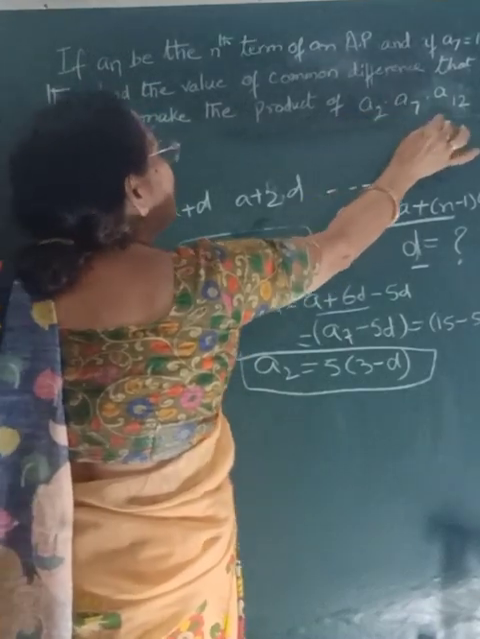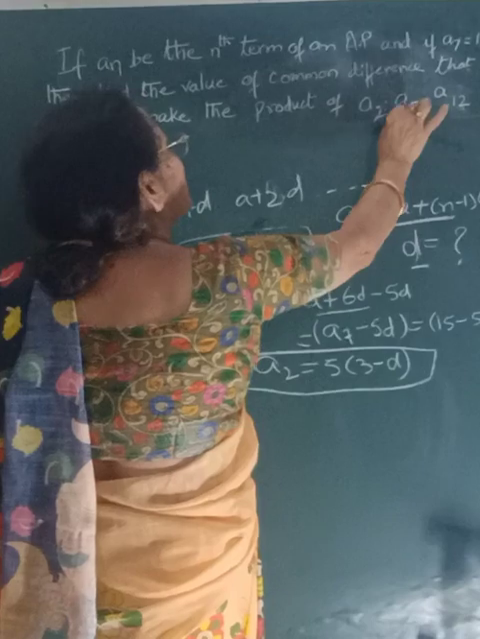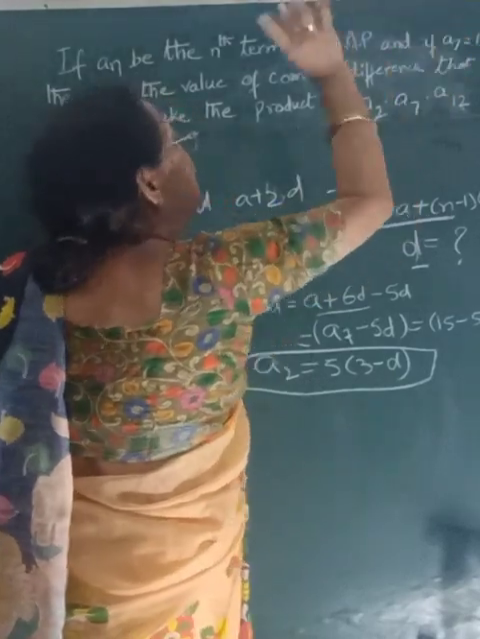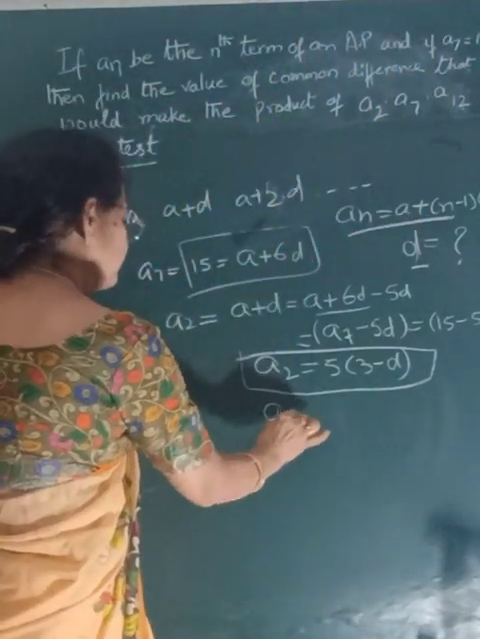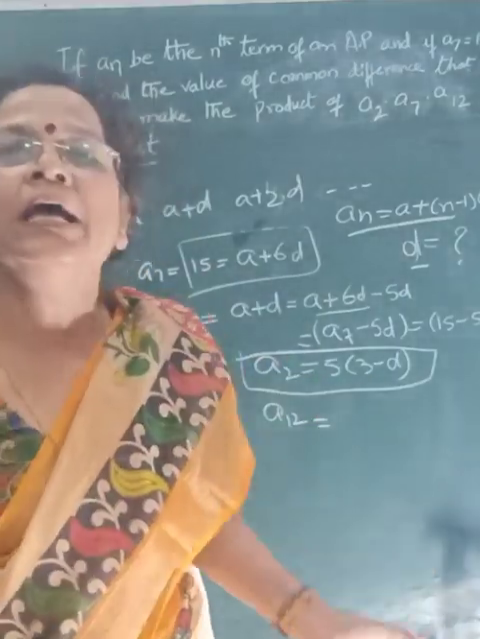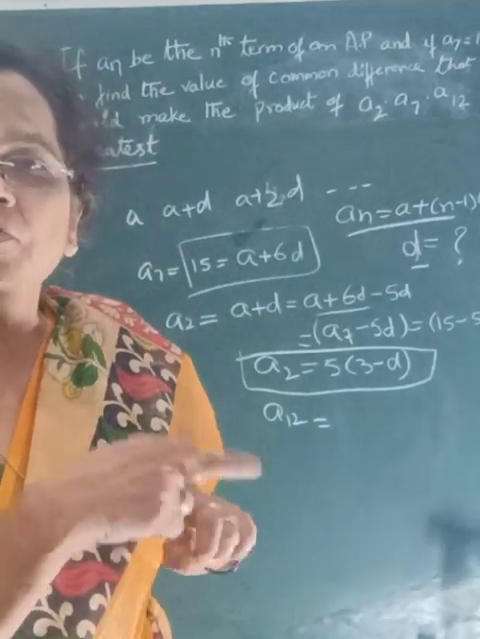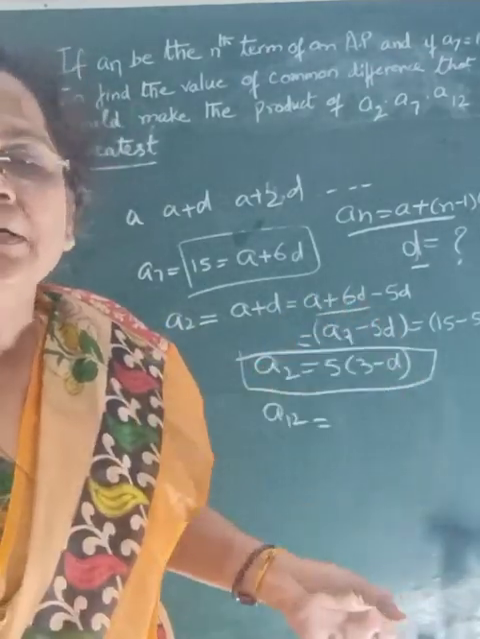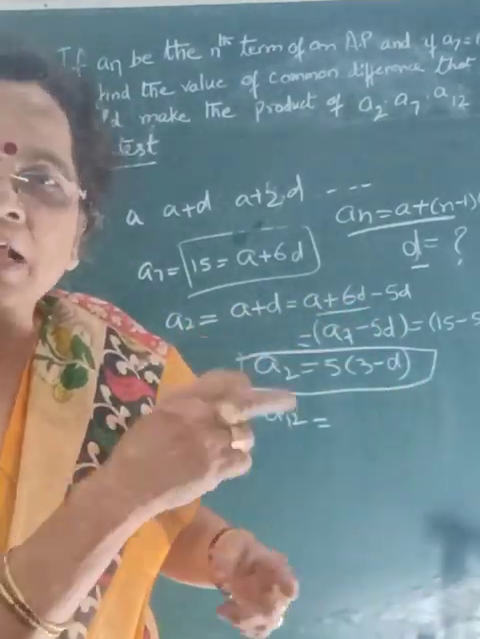A7 itself is given to us, क्योंकि हम दोनों चीजें A7 की वैल्यू दी, इसलिए A2 को भी A7 के रूप में कन्वर्ट करेंगे और A12 को भी A7 के रूप में कन्वर्ट करेंगे, क्योंकि A7 की वैल्यू दे रखी है. Now A12, because A7 is given to us, we have to find the value of A2 as well as A12 in terms of A7, so that we can place the value of A7 equal to 15 in that position.